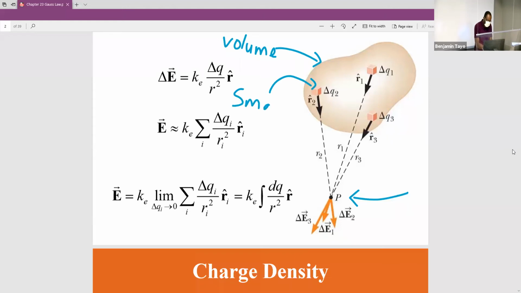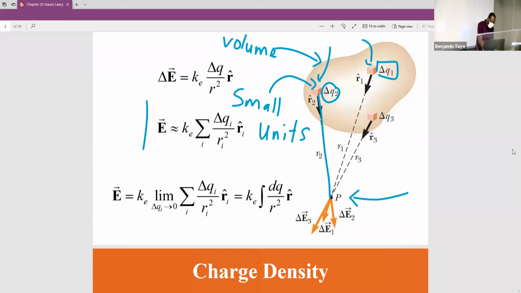small pieces. And each of these units has a small volume and some amount of charge that I have in there, right? So each of these small volumes has some amount of charge in there. And if I know the distance, for example, between this point and this point, then I can use this equation to calculate the electric field.